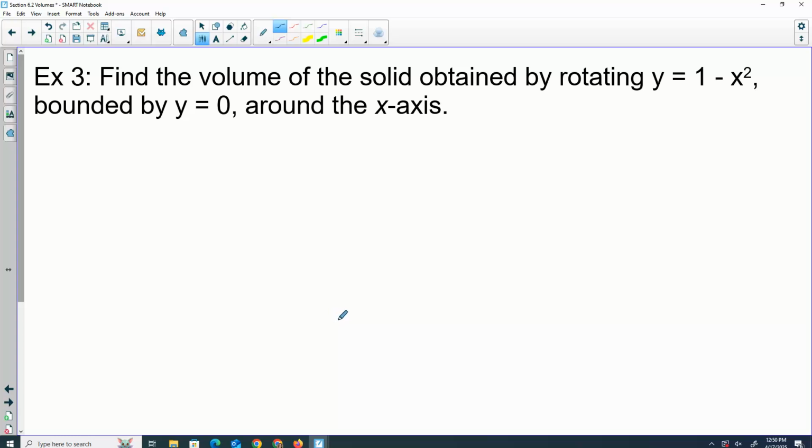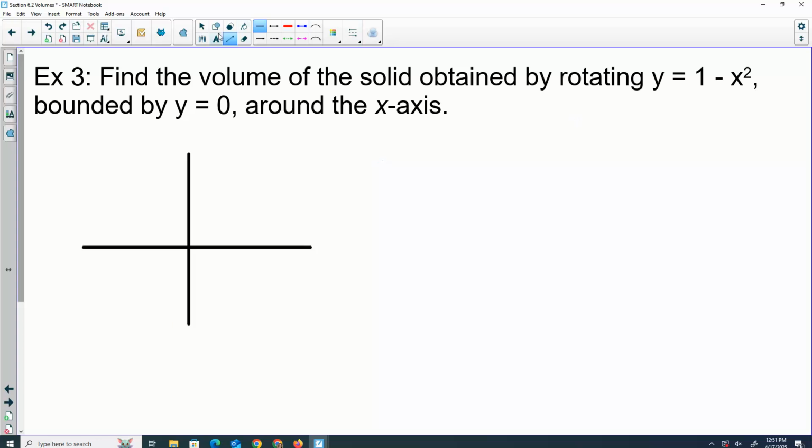Okay. It is not a triangle. Find the volume of the solid obtained by rotating y equals 1 minus x squared, bounded by y equals 0, around the x-axis. So we are getting a negative y squared? Are we gonna have to do that thing we just did? Let's draw a picture. Yeah, probably. So let's just start.